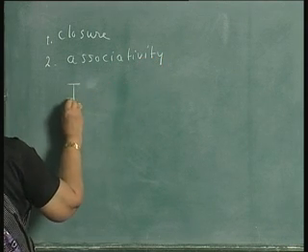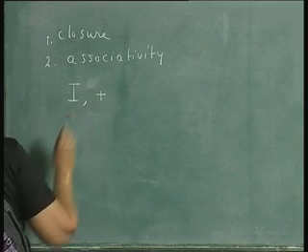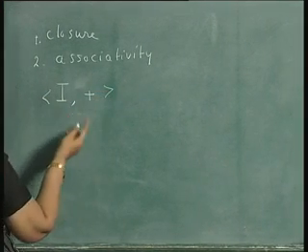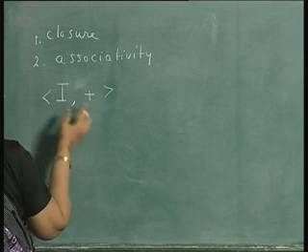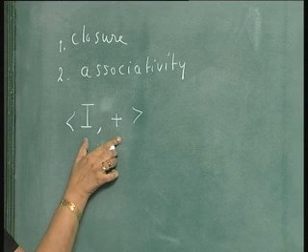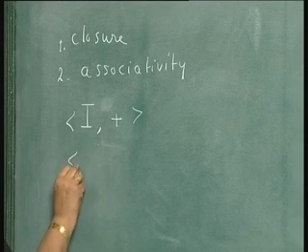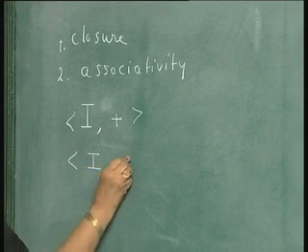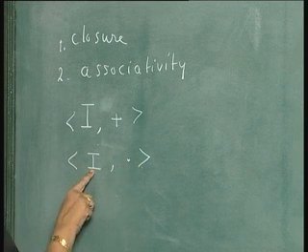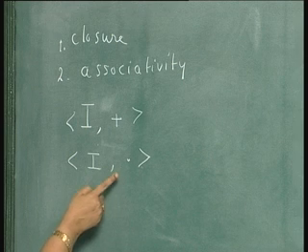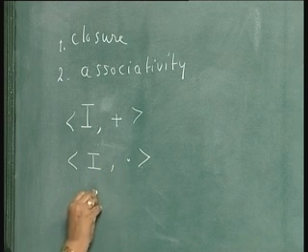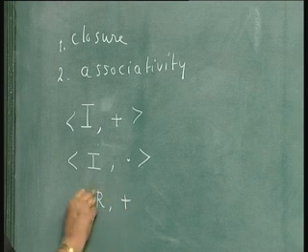If you take the set of integers and the addition operation, you see that if you take two integers and perform addition, the result also belongs to I. So, it is closed under plus, and the associative property also holds for addition. If you take integers and the multiplication operation, again integers are closed with respect to multiplication, and the associative property holds. Similarly, if we take the set of real numbers and plus, and so on.